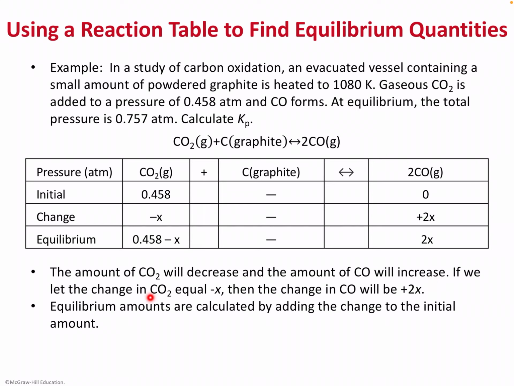Okay. The amount of carbon dioxide will decrease and then the amount of carbon monoxide will increase. If we let the change in carbon dioxide equal negative x, then the change in carbon monoxide will be positive 2x. Okay. And then the equilibrium amounts are calculated by adding the change to the initial amount. Change is negative x, initial 0.458. So you add these two together.